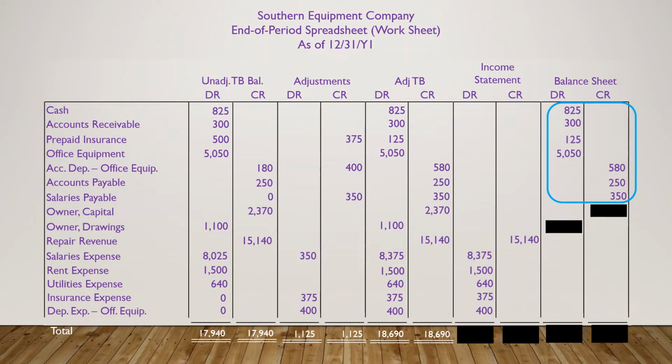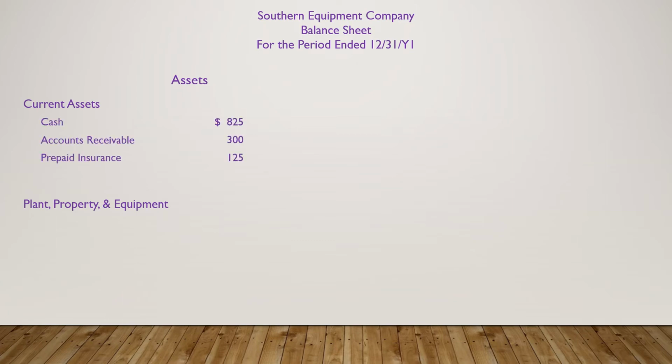Now we pull these amounts to build our classified balance sheet. On the balance sheet, we start with assets. So far we've talked about current assets and plant, property, and equipment. Our current assets are those that will convert to cash or be used within 1 year, including cash itself. For SEC, those will be cash, accounts receivable, and prepaid insurance. Sum these items to get total current assets.